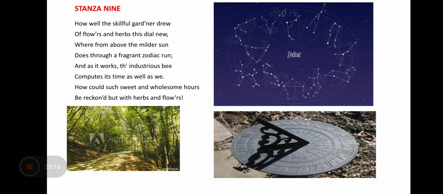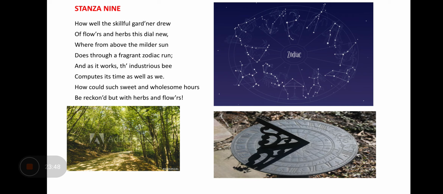Stanza 9, the last stanza, let me read it. How well the skillful gardener drew of flowers and herbs this dial knew, where from above the milder sun does through a fragrant zodiac run, and as it works, the industrious bee commutes its time as well as we. How could such sweet and wholesome hours be reckoned but with herbs and flowers?